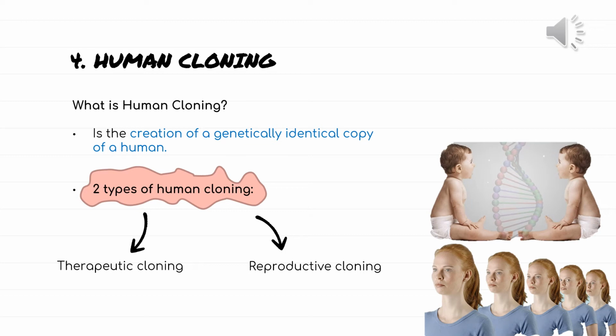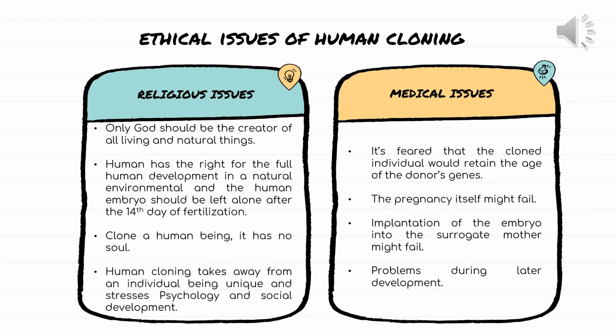But human cloning more typically refers to reproductive cloning, the use of somatic cell nuclear transfer, known as SCNT, to obtain eggs that could develop into adult individuals. The ethical issues of human cloning are divided into two: religious and medical.